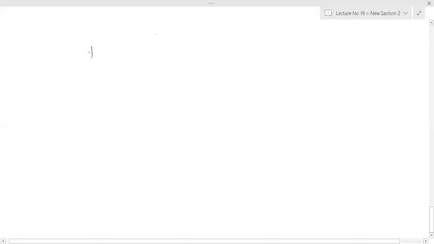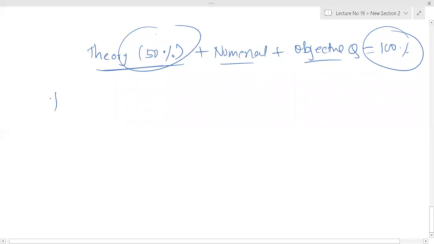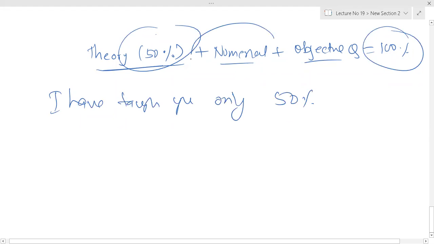See, I am again telling you, theory is your 50%. Plus, when you solve numericals plus objective questions, then it is 100%. Theory is only 50%. Numerical questions and objective questions make it 100. I have taught you only 50%. The other 50% is numericals and objective questions. Once you solve these, then it will become 100%.